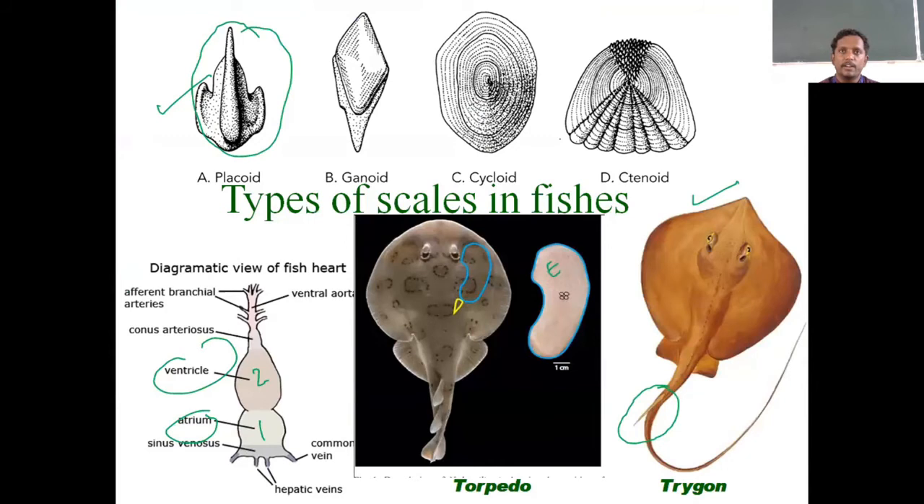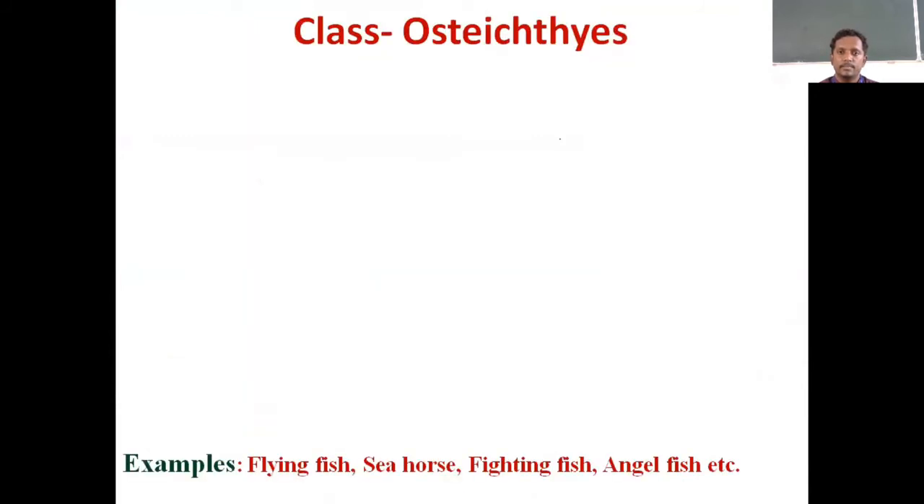No diagrams are required even for today's class. Class Osteichthyes, I told you while explaining the flow chart or classification of phylum Chordata. Osteo refers to bone. These are bony fishes. That means their endoskeleton, skull, backbone, or whatever it is, all are made up of bone. So these are collectively called bony fishes.